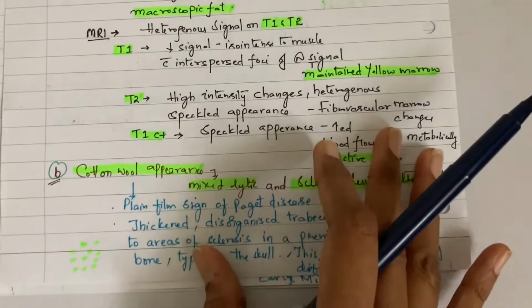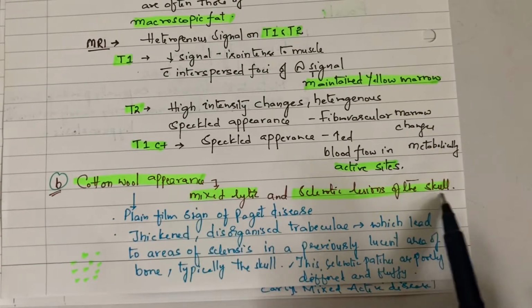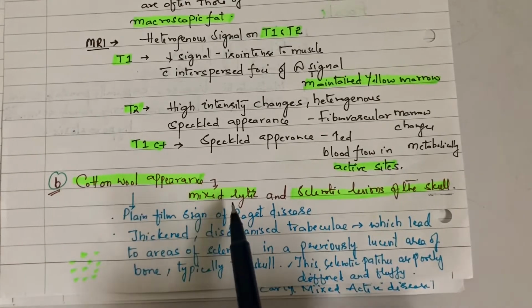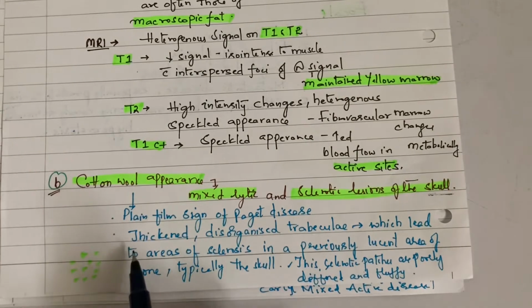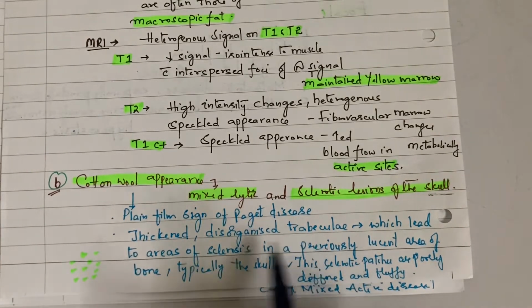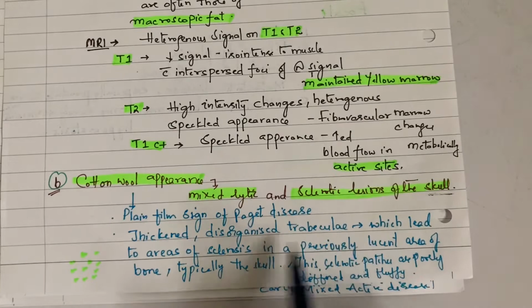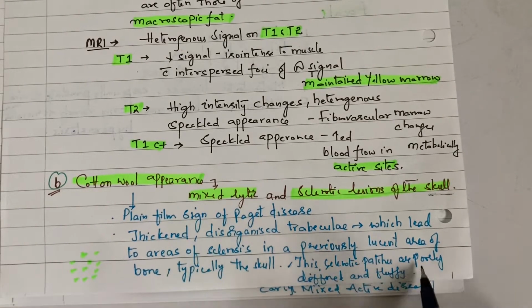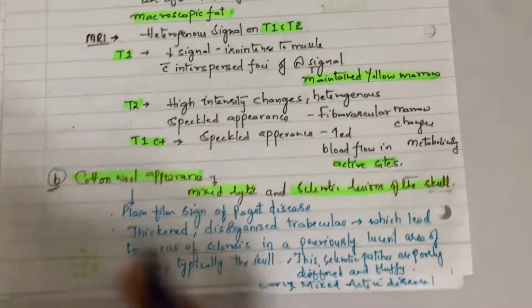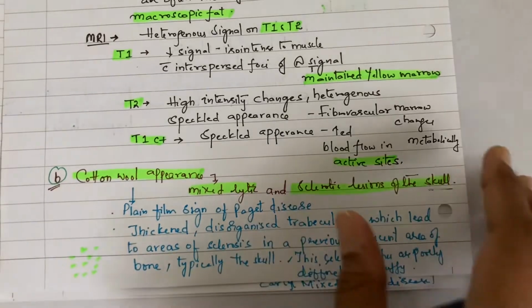The second finding which we see in Paget's disease is cotton wool appearance, or mixed lytic and sclerotic lesions of the skull. Why does this occur? These are due to thick and disorganized trabeculae. This thick and disorganized trabeculae leads to areas of sclerosis in a previously loosened area of the bone, typically the skull. These sclerotic patches are poorly defined and fluffy. Cotton wool appearance, there will be lytic areas and sclerotic lesions within the skull. This is one of the findings in Paget's disease in the skull.